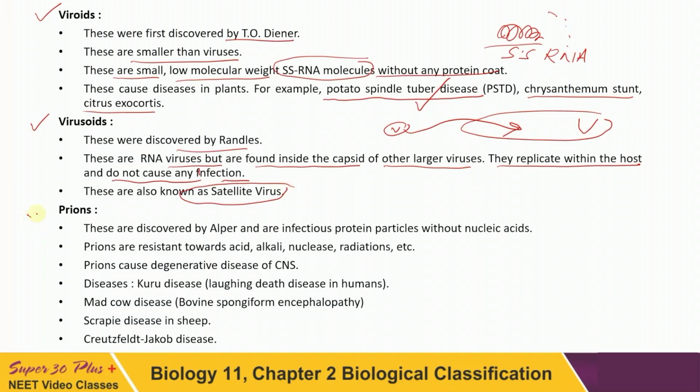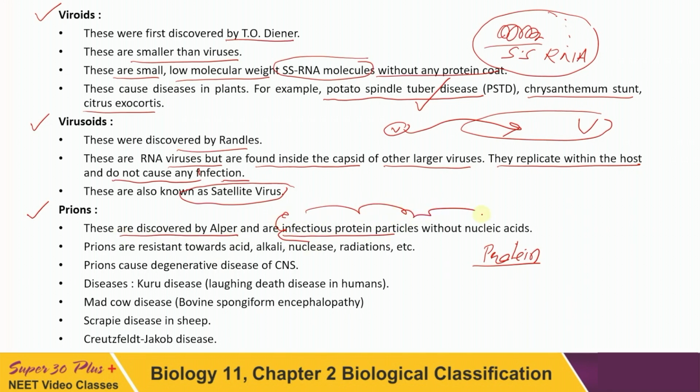The third agent is prions. You know, viroids are made up of only RNA. On the other side, prions are made up of only protein particles. They do not have nucleic acid, that is, DNA or RNA are absent. Discovered by Alper, these are infectious protein particles. Prions are resistant toward acid, alkali, nucleases, enzymes, and radiation. Prions cause degenerative diseases of the central nervous system, very important one. These protein particles are infectious, causing disease of the central nervous system.